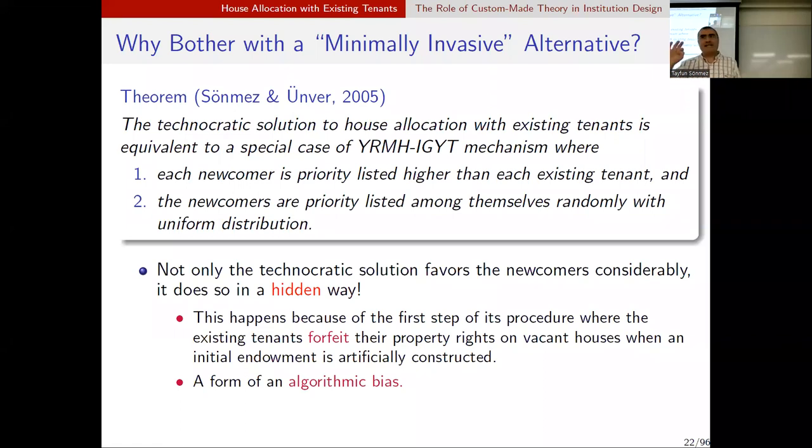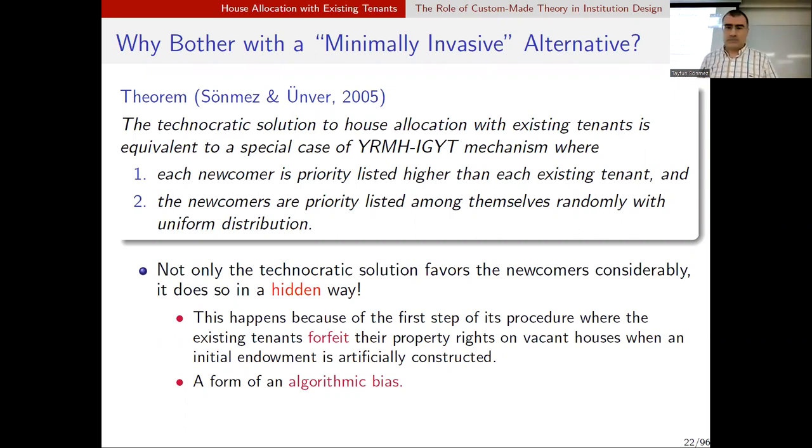So the point is, sometimes if you don't cook theory from scratch, if you don't do custom-made theory, you can add major bias, algorithmic bias, in the systems. You might not be able to realize it. And if you don't realize it, nobody will realize it. Right? This is one of the main reasons why I included house allocation in this presentation, even though no policy impact ever happened. So, yes. Question.